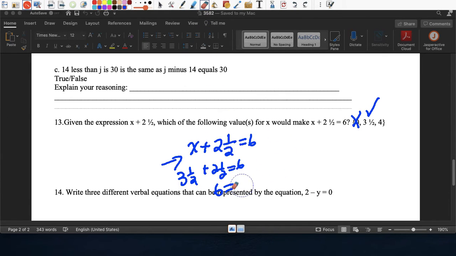And then we're going to try one more. So instead of x, let's try 4. So we're going to put 4. Is 4 plus 2.5 equals 6? No. So the only one that works is 3.5.